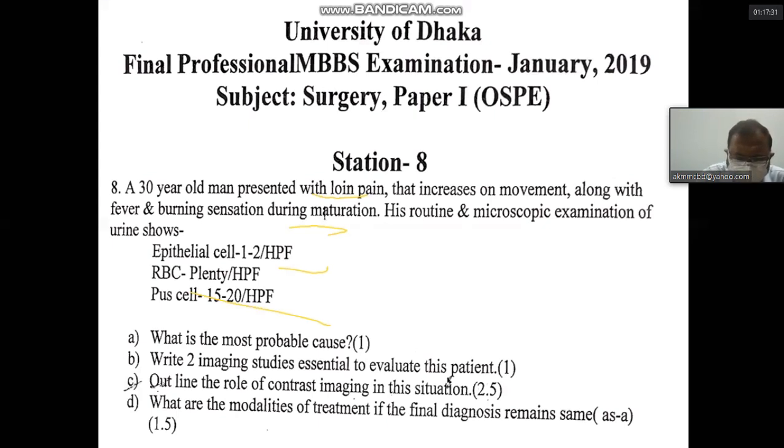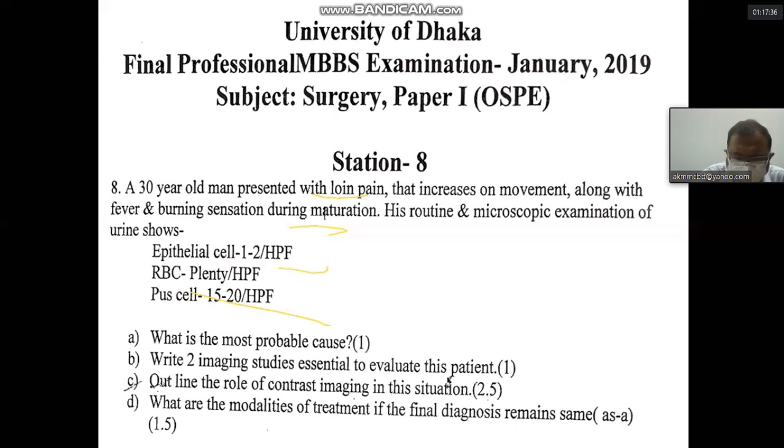Name 2 imaging studies essential to evaluate this patient. Imaging investigations. So plain X-ray KUB region, and intravenous urogram. Outline the role of contrast imaging in this situation. What is the benefit of giving contrast or having contrast imaging?